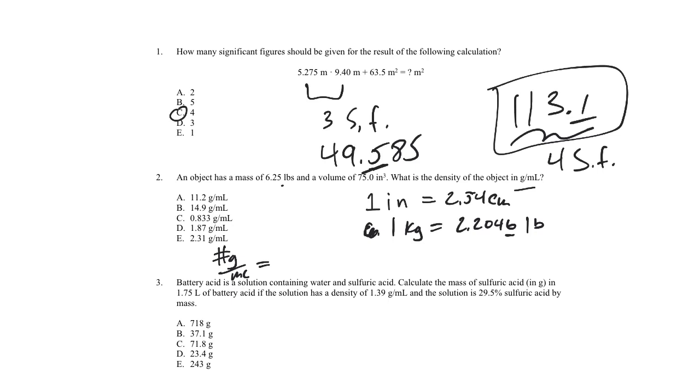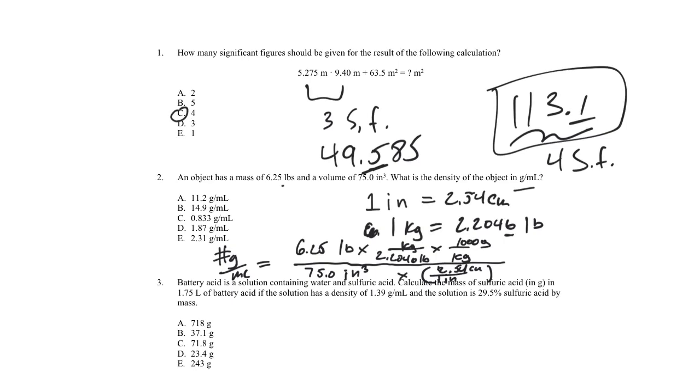We'll start with our mass in pounds at 6.25 pounds. Go to kilograms, 2.2046 pounds per kilogram. Obviously a kilogram is 1,000 grams. We're going to divide that by the volume, 75.0 cubic inches. And then we need to use that conversion factor that 1 inch is 2.54 centimeters. Then we need to cube that whole factor.